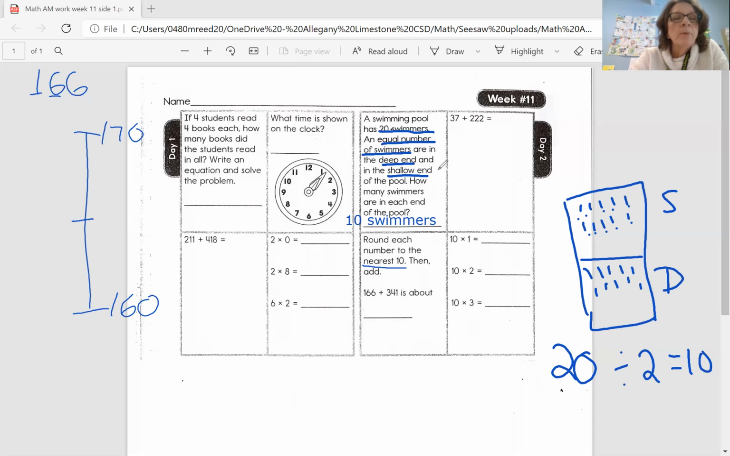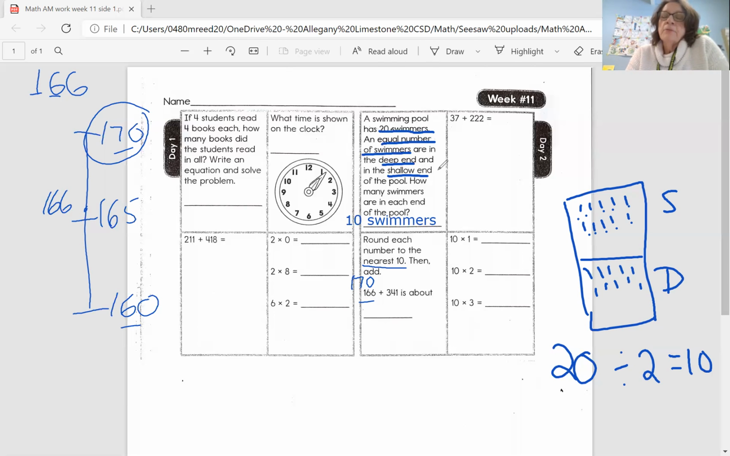Now I have to find my midpoint, really important when you're rounding. So halfway between 160 and 170 is 165. And then I'm going to go back and look, I'm rounding 166. So I'm going to put 166 probably right about here. And then I'm going to say, okay, what is 166 closest to? What is the nearest 10? Is it 160 or is it 170? Well, it's above the midpoint, so it's closest to 170. So I'm going to write 170 above my 166 there.